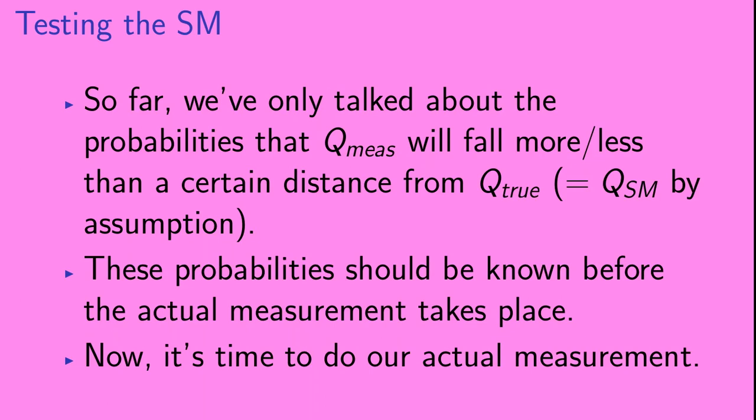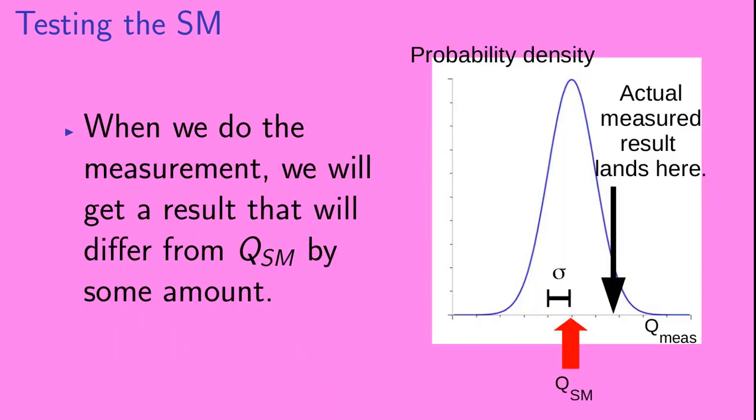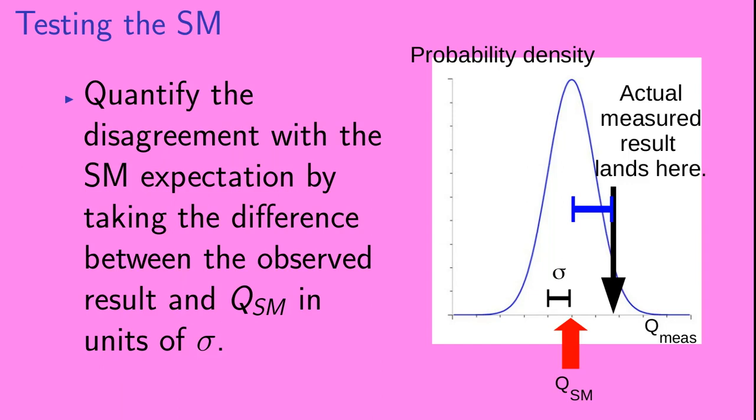Now it's time to do our actual measurement. When we do the actual measurement, we will get a result that will differ from QSM by some amount. On the right, we've shown the hypothetical scenario where the actual measured result lands at the location of the black arrow. And that actual measured result differs from QSM by the distance shown by the blue bar. Now, we can quantify the disagreement with the standard model expectation by taking the difference between the observed result and QSM in units of sigma.